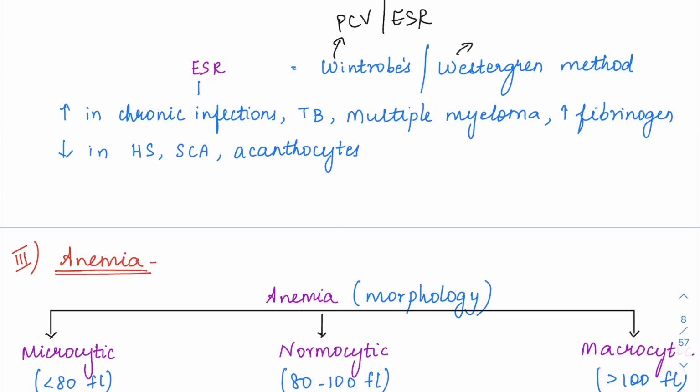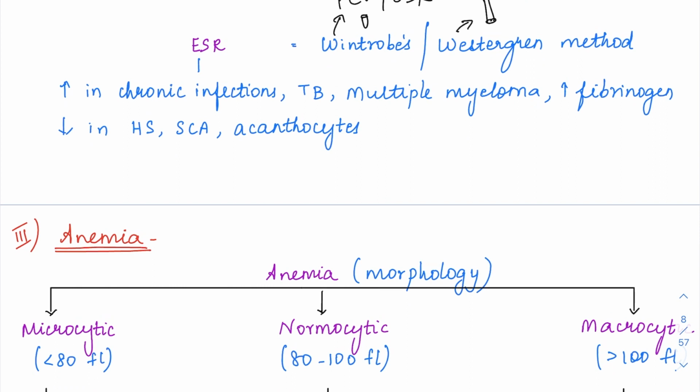Westergren usually uses a pipette. So Wintrobe's is a tube, while in the Westergren method it's going to be a tube where both the ends are open. In this, the RBC settlement is going to be seen. When the RBCs settle down, the plasma will accumulate on top. The part which is the plasma is going to be measured as the ESR, right? ESR is going to be elevated in any inflammatory condition. Any chronic infections, tuberculosis, multiple myeloma, fibrinogen elevation, all of this is going to result in elevated ESR.